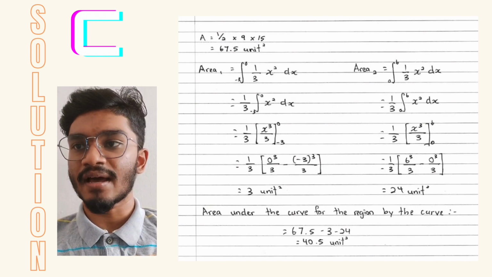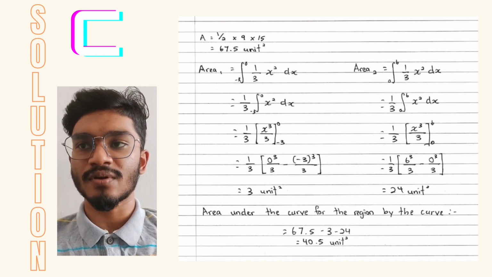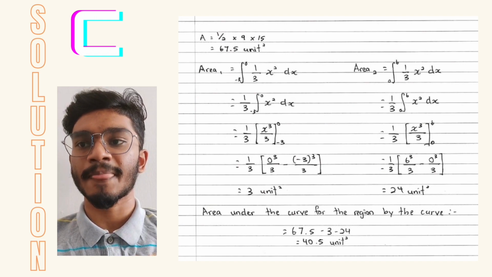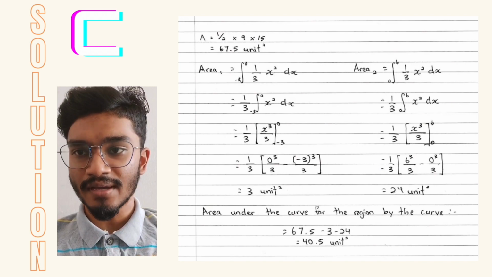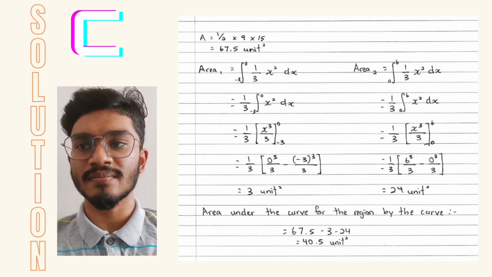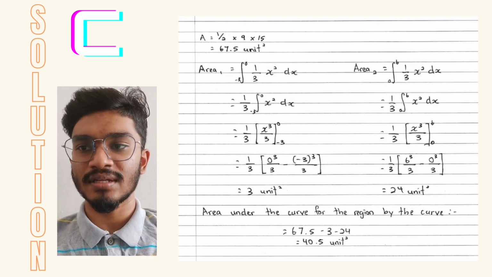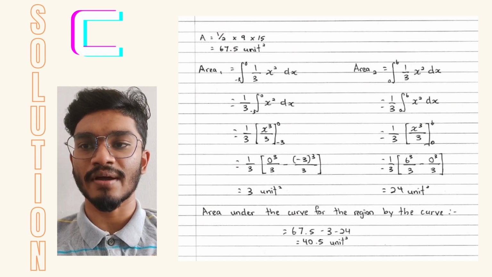And for the second area, I used the same equation, 1 over 3 x squared, integrating from 0 to 6, and over there I got the value 24 square units. The area of the region bounded by the curve I got by deducting 3 and 24 from 67.5, so 67.5 minus 3 minus 24, and I got 40.5 square units.